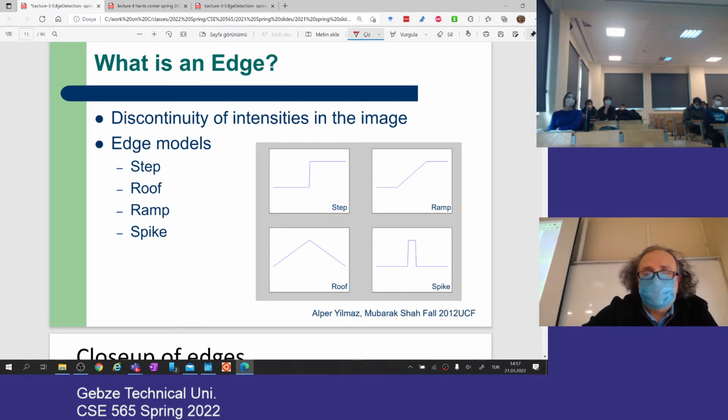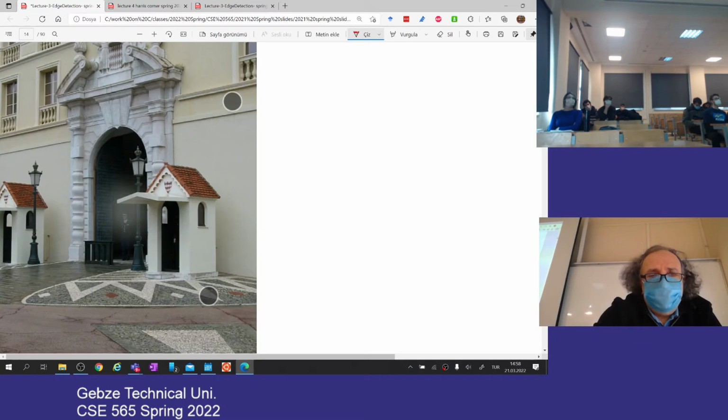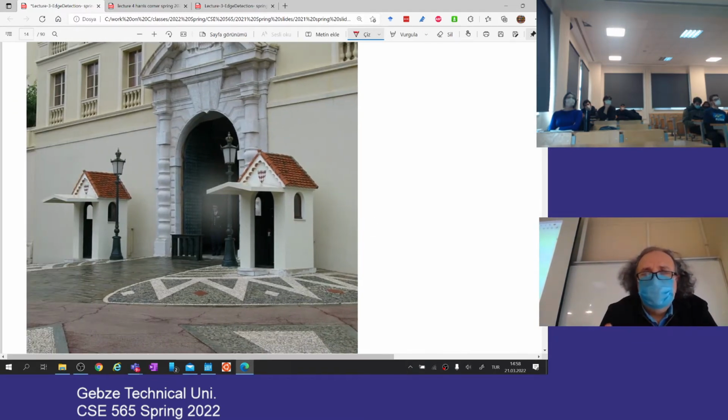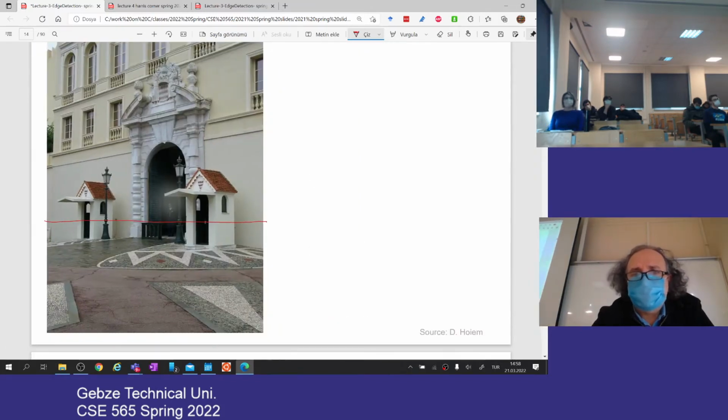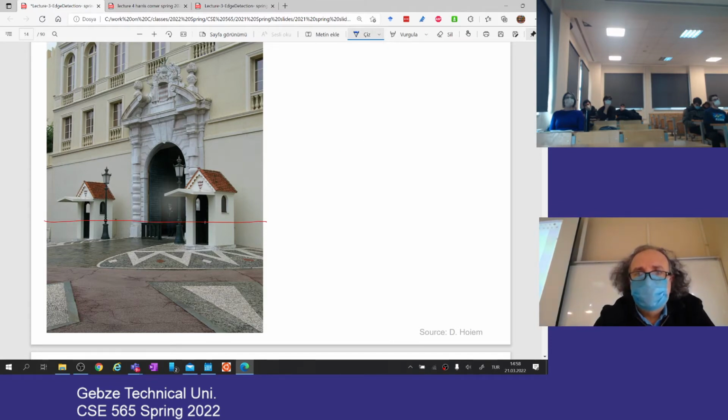So let's look at some of the edge types. This picture, we are going to use in our examples a lot. What we are going to do is take a single line of this image, such as this one, and draw it like a one-dimensional signal. So 255 is the highest, 0 is the lowest.